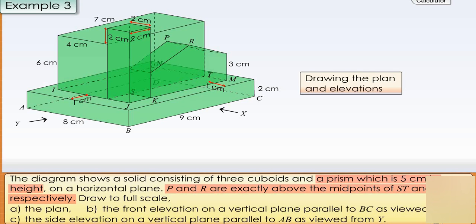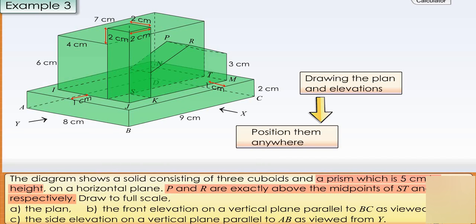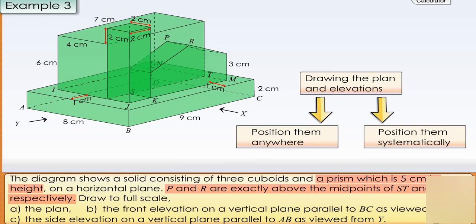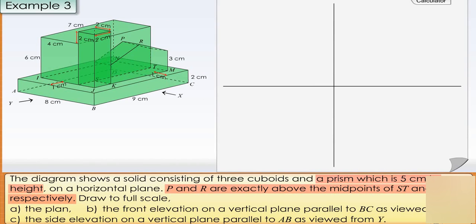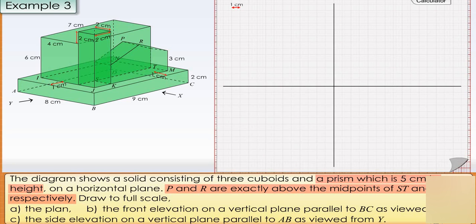To draw these plan and elevations, we can choose either to draw them anywhere on a blank piece of paper, or we can position them systematically. For this question, we are going to choose the latter one. The way we are going to do this is by dividing a blank piece of paper into 4 quadrants. As usual, we will use a graph paper below it as a guide for measurements. So, where do we draw our plan and elevations?